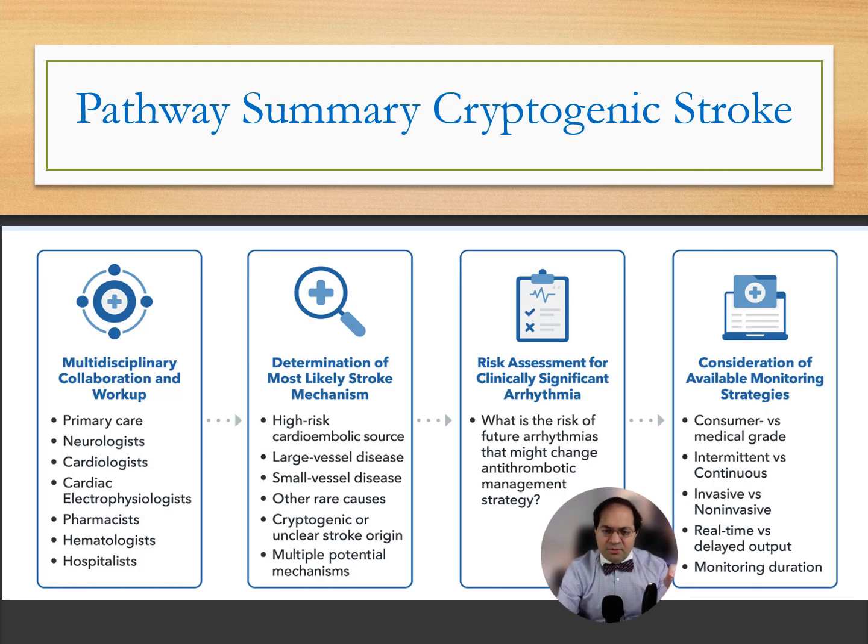Now, this is the pathway summary for cryptogenic stroke. Of course, the first thing is a multidisciplinary workup. Then you determine the most likely stroke mechanism. Is it a high-risk cardiac embolic source, such as atrial fibrillation? Is it large vessel disease, small vessel disease, other rare causes, or you don't know what the cause is? In that case, we call it cryptogenic or unclear stroke origin. And then you go through the management with antiplatelet, and you consider workup for arrhythmia. We're going to go over the pathway in more detail later on.